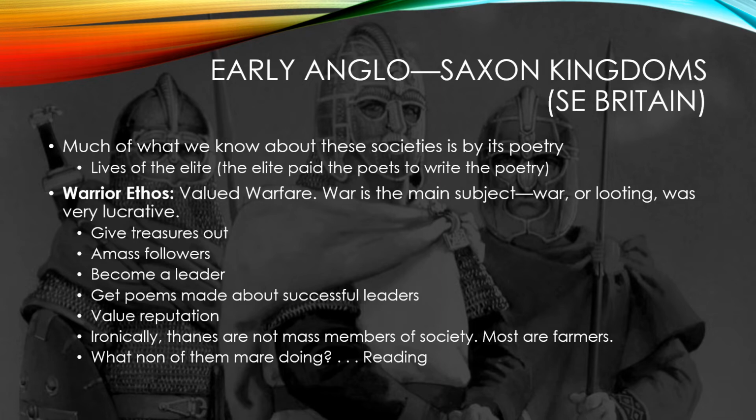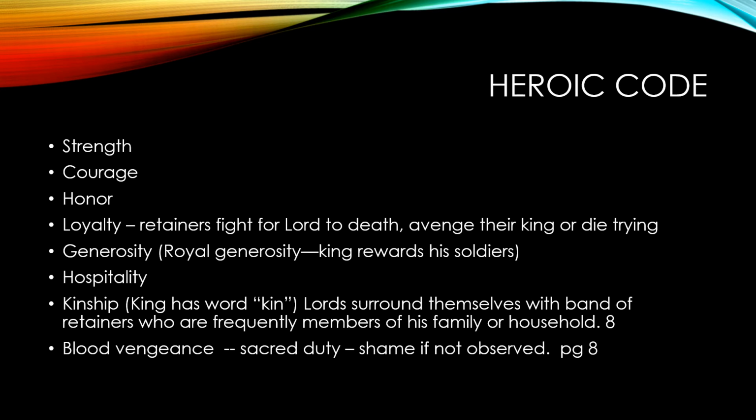Okay, what none of them are doing, however, is reading. So in doing these readings of Beowulf, you'll see that there's this heroic code. So here's some elements of the code. Strength. You know, Beowulf has the strength of 30 thanes in one arm, I believe it says. Courage. They have to be brave. Honor.